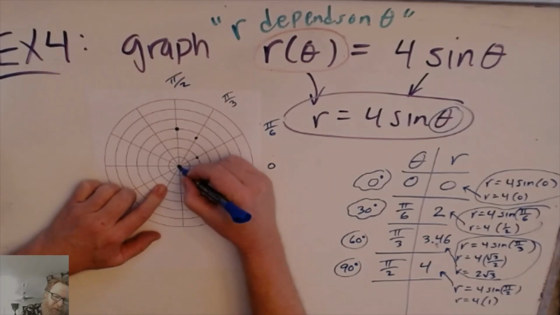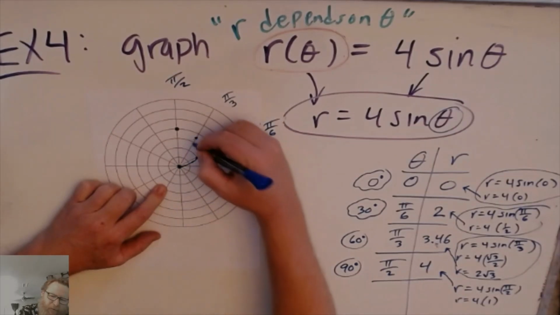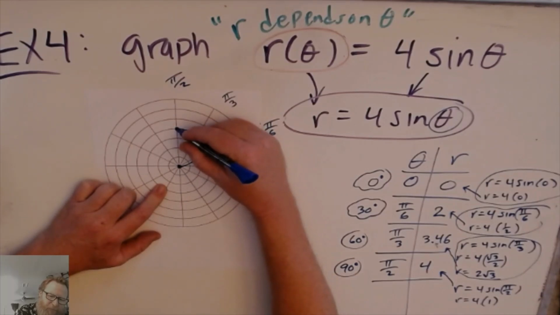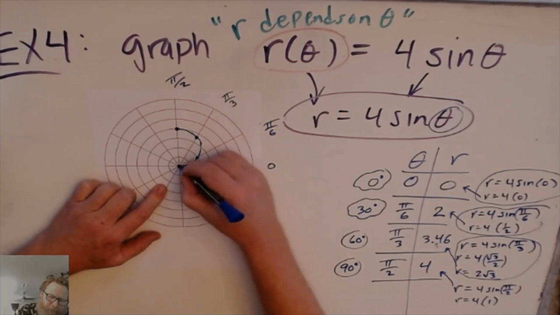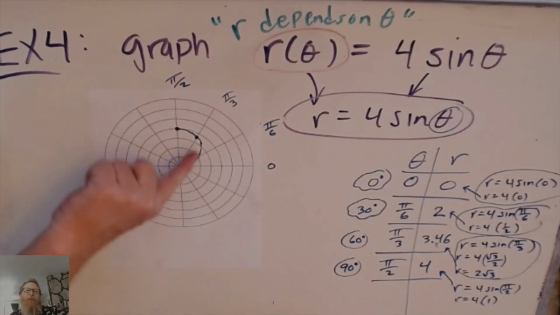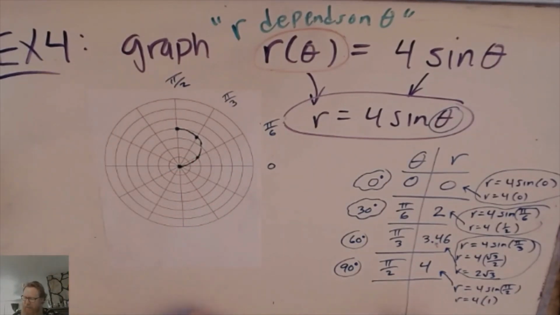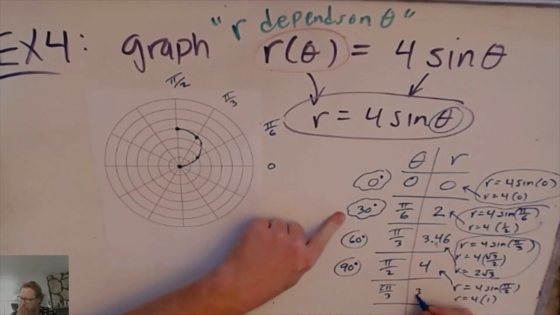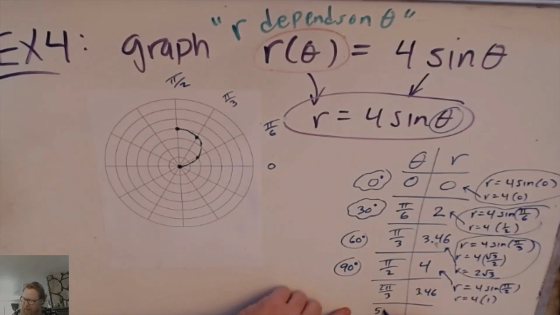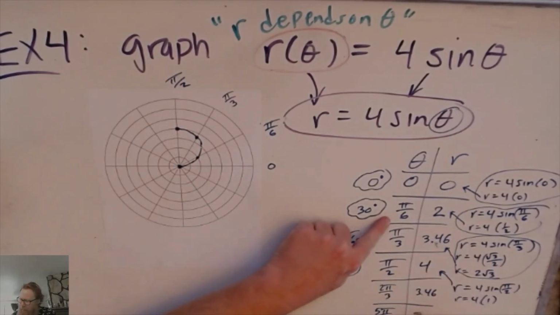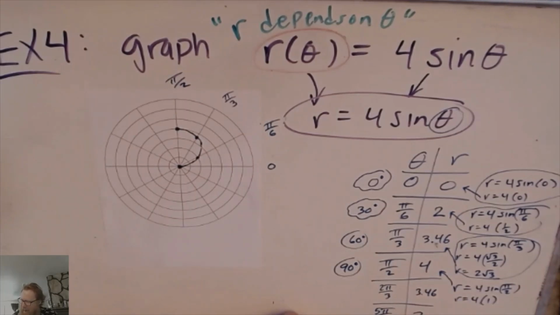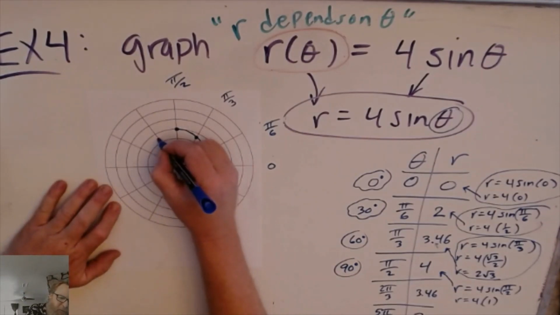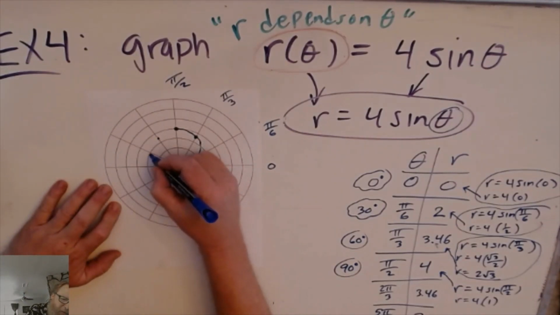So notice what I have here. I have half a circle already. I could probably just complete the circle and be done with it. Let's go ahead and put it into my table to be clear about it. So I would do 2 pi over 3, and the r value would be 3.46 again. Then 5 pi over 6, and the value would be 2 again. And then pi, and the value would be back to 0 again. So these values would just be duplicates of the previous values.